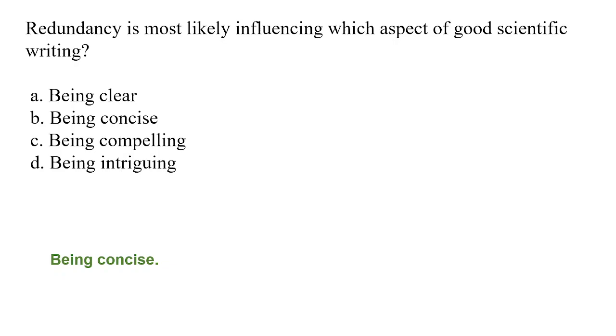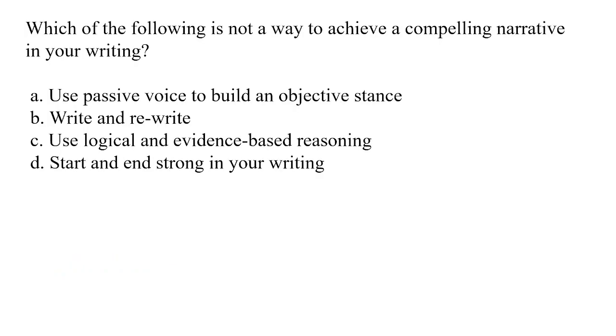Moving on to the next question. Which of the following is not a way to achieve a compelling narrative in your writing? Use passive voice to build an objective stance. Write and rewrite. Use logical and evidence-based reasoning. Start and end strong in your writing. Anybody?